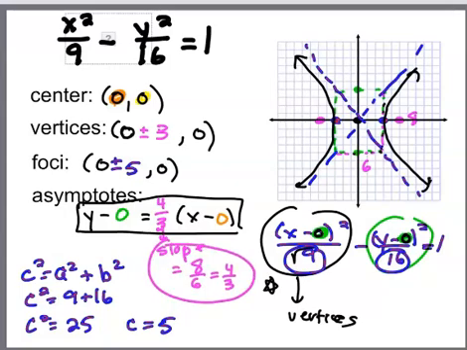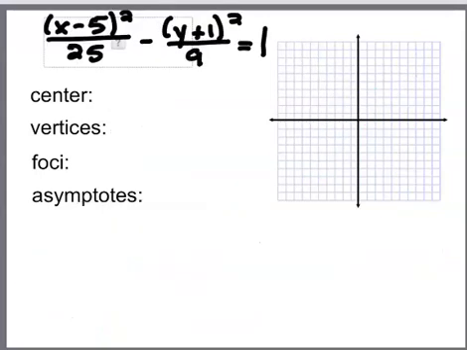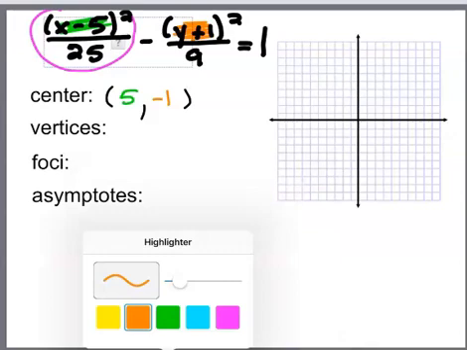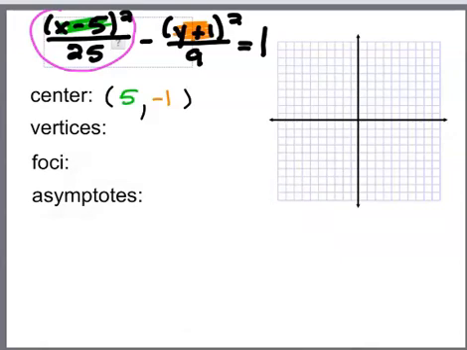Let's try some where the center is not 0, 0. So here, our x is first, so our vertices come from here. Our center, because x is first, this is going to be +5. This is going to be -1 for the center. Let's first do the center here. So it's +5, 1, 2, 3, 4, 5, -1. That's the center.